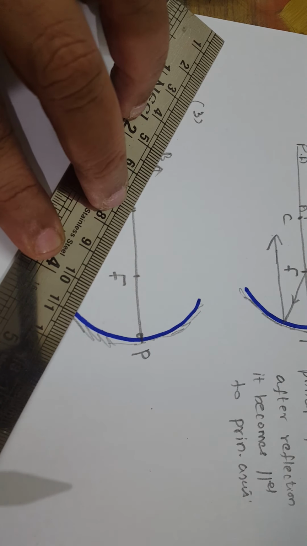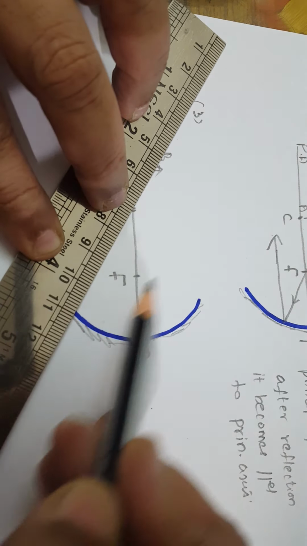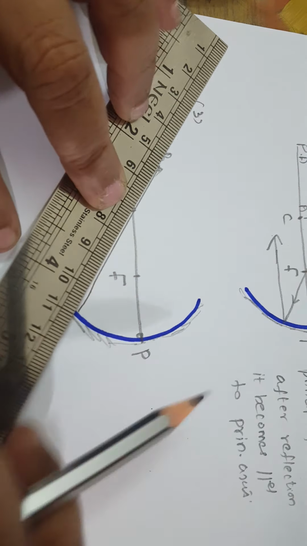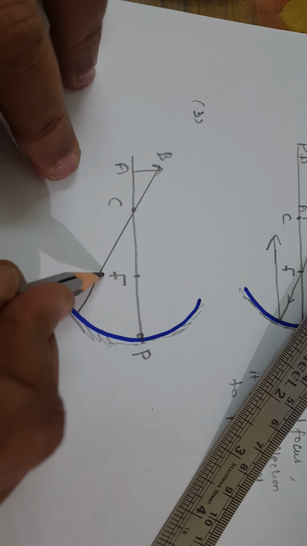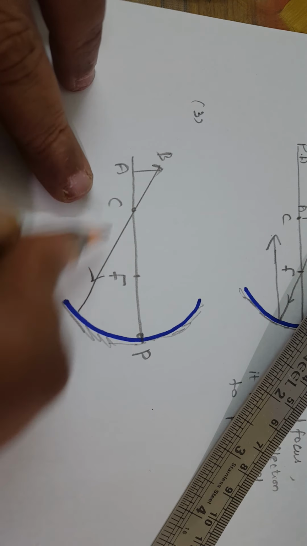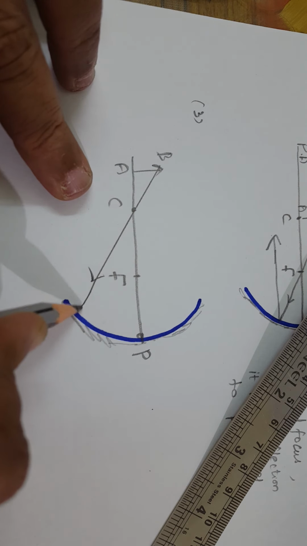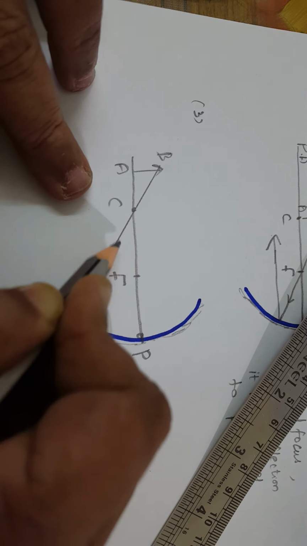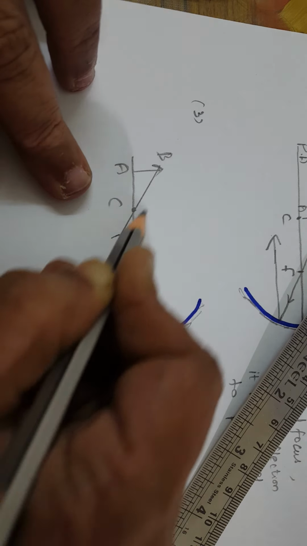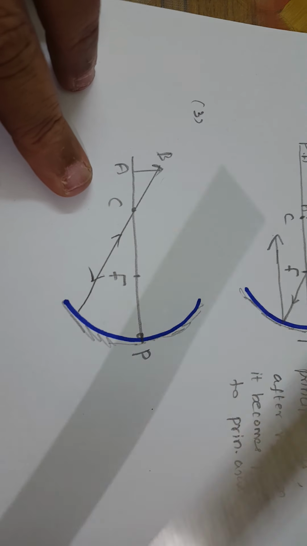The light ray is directly passing through the center of curvature, okay? So if it passes through the center of curvature, this is the incident light. The incident light is through the center of curvature. After reflection, it will retrace its path. Adhe valiya thirumbi pogum. This is the third rule.